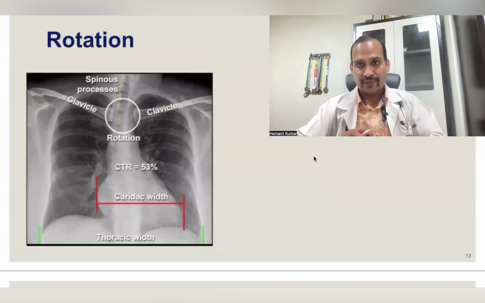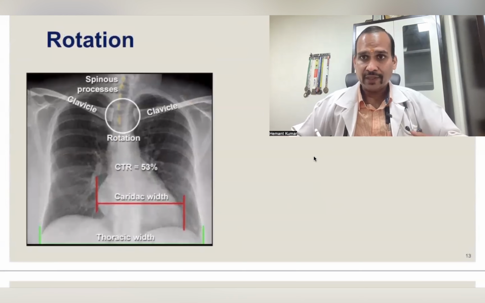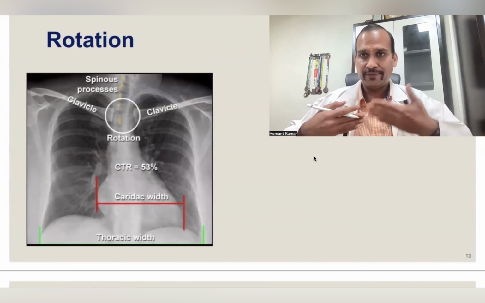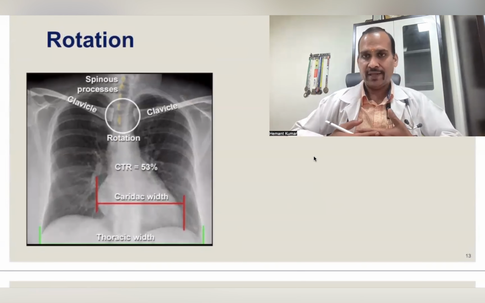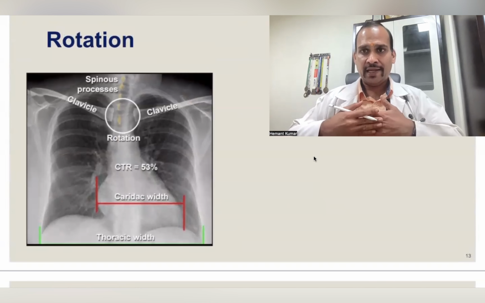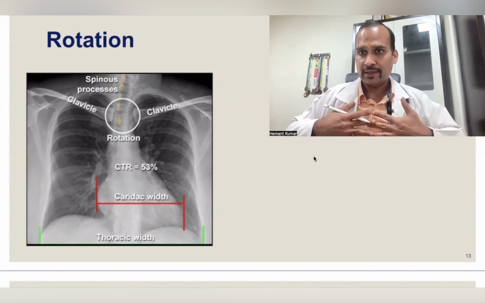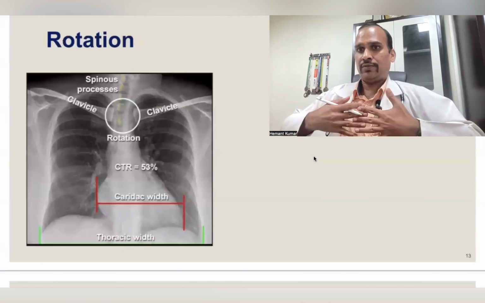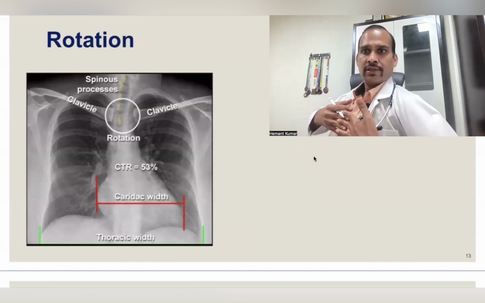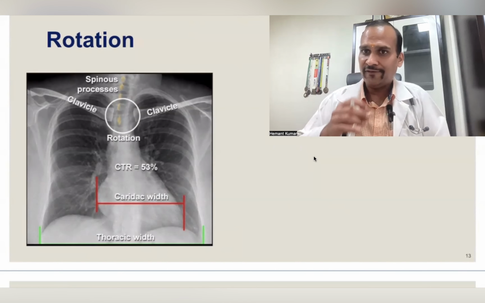Rotation. What is rotation? When the patient is standing in front of the X-ray film, see, this is the X-ray. The patient has to stand like that, with the chest touching the X-ray film equally on both sides. If the patient is rotated like this, this one or this one, then this is a rotated film.